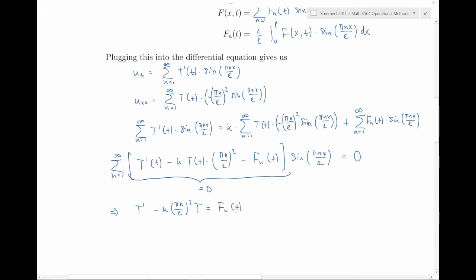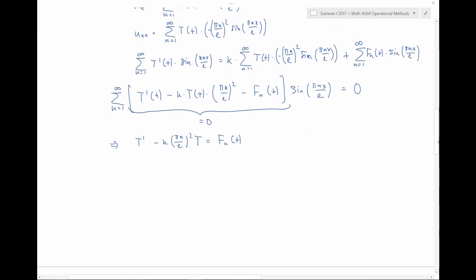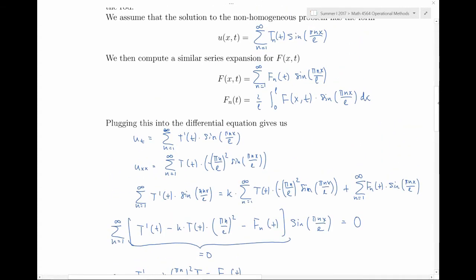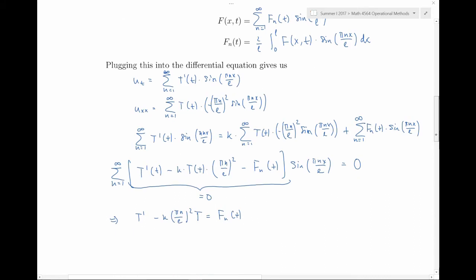And this looks like a first order non-homogeneous equation, and we usually solve this one with the method of integrating factor. The second equation can be solved with a method like variation of parameters or undetermined coefficients, depending on how complicated the function f_n is. And the function f_n of t is a known function because the function f of x, t should be given to us in advance. Therefore, each f_n can be computed.